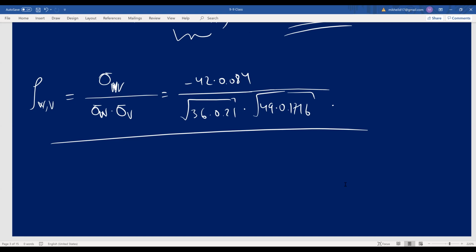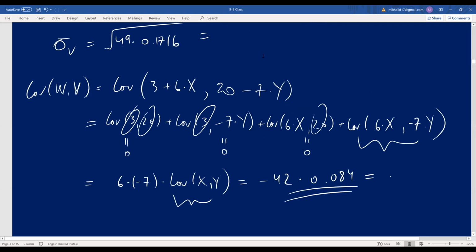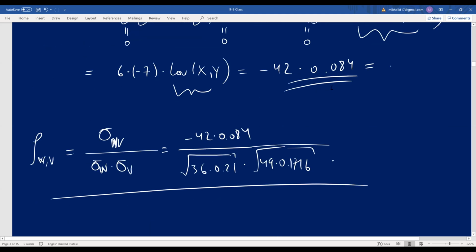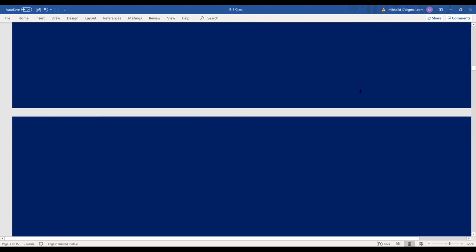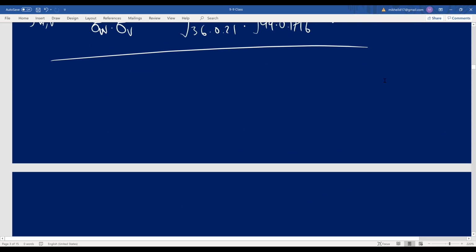Would you mind going over the covariance just once again, just like the process of how we got there? It got a little confusing. This one? Yes. Yeah, so I expanded this expression. So let me give you this.